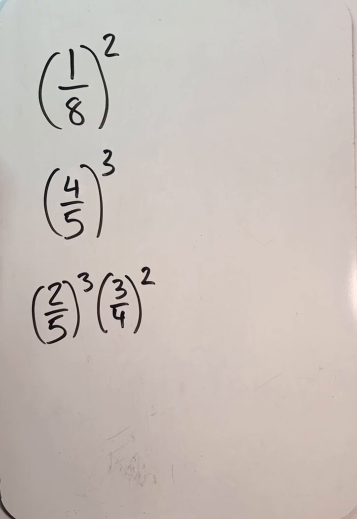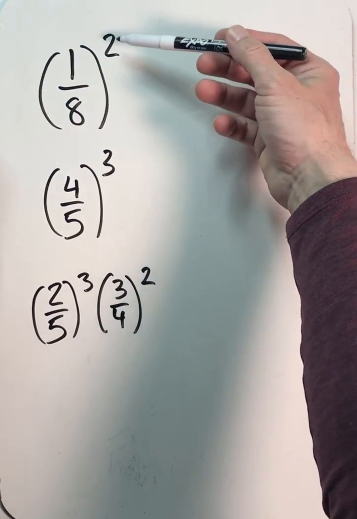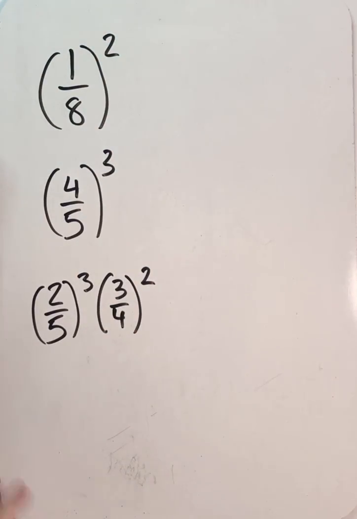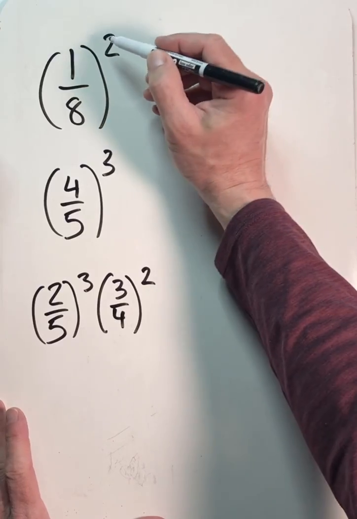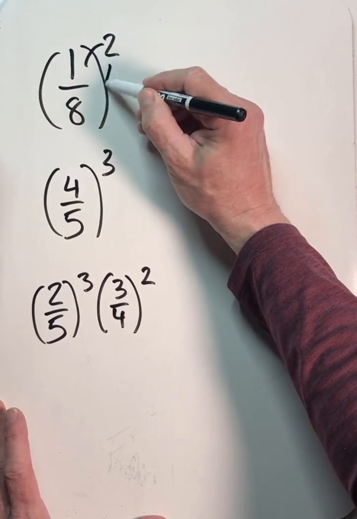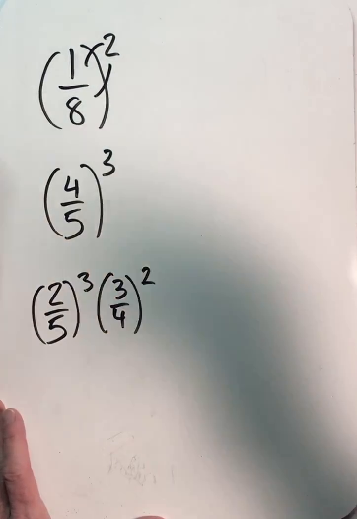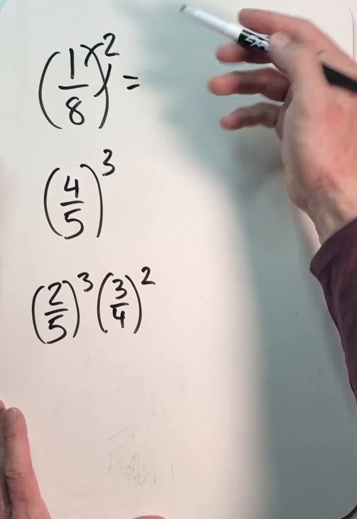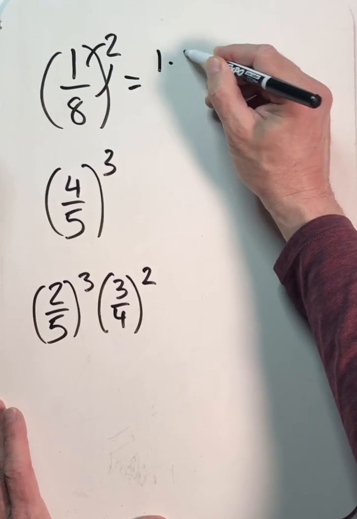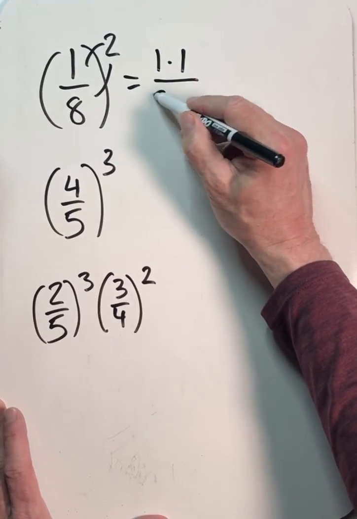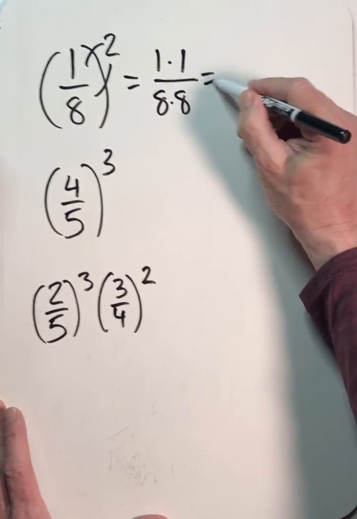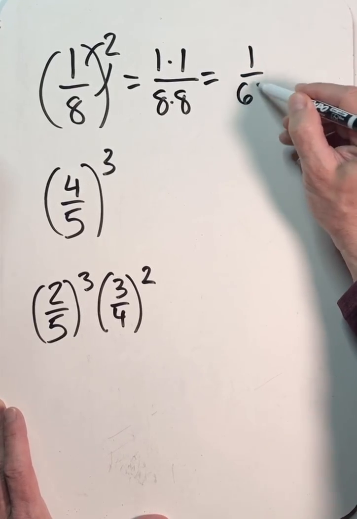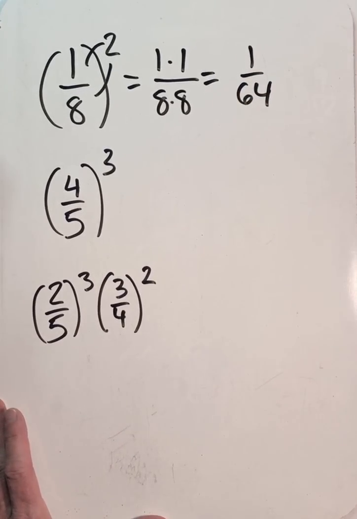Next, we will look at how to take fractions to exponents. The main rule here is that the exponent will be applied to each, the numerator and the denominator. So we would re-express 1/8 to the second power as 1 to the second power, or 1 times 1, over 8 to the second power, or 8 times 8, leaving you with 1/64.